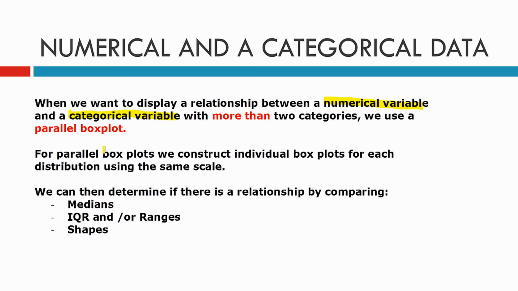Okay, for parallel box plots, we construct individual box plots for each distribution using the same scale. So we will have more than one box plot on the same scale. It could be 2, 3, depending on how many we have. From there, we can determine the relationship by comparing the medians, the interquartile range, the range, and the shape. Okay, so we do it for all.